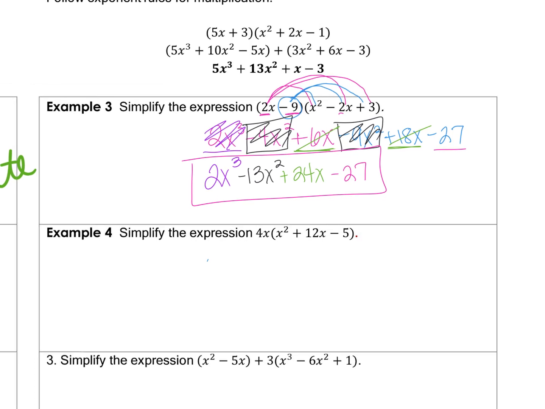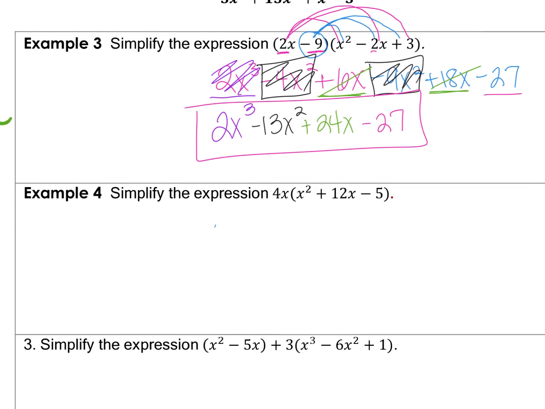Okay, example 4, we're going to simplify the expression. Notice we just have a monomial out in front, and we have no operation in between it and the parentheses, so we're multiplying them together. So I would need to multiply. So I'm going to have to distribute. So 4x times x squared would be 4x to the third, because we're multiplying, we add the exponents.